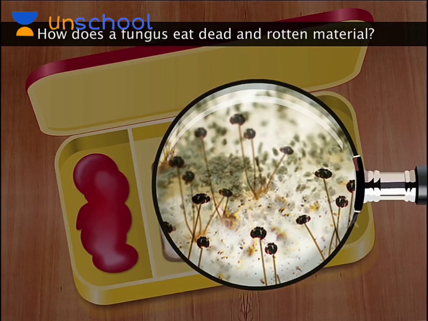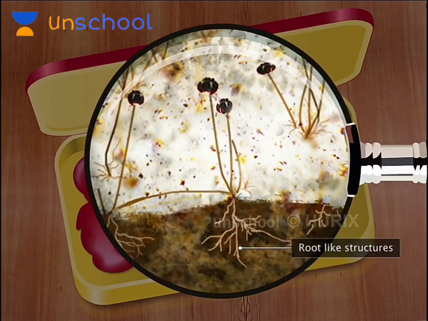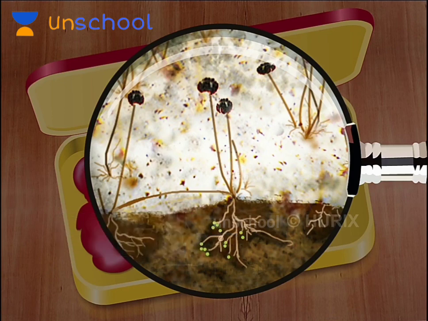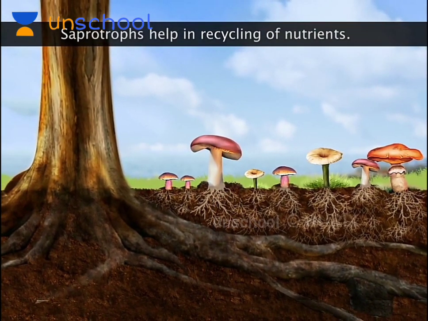How does a fungus eat dead and rotten material? The fungus develops root-like structures that secrete some chemicals. These chemicals break the food material down into simple nutrients that are absorbed by the roots. Saprotrophs play an important role in nature as they remove dead and rotten material and recycle the nutrients in the soil.